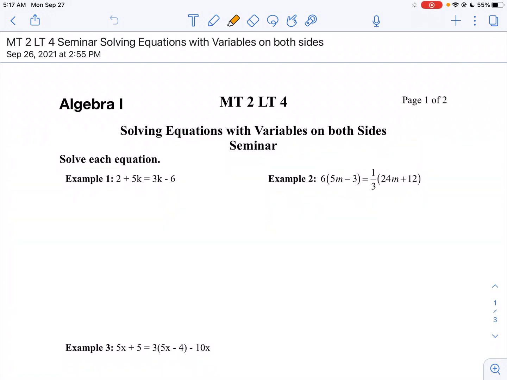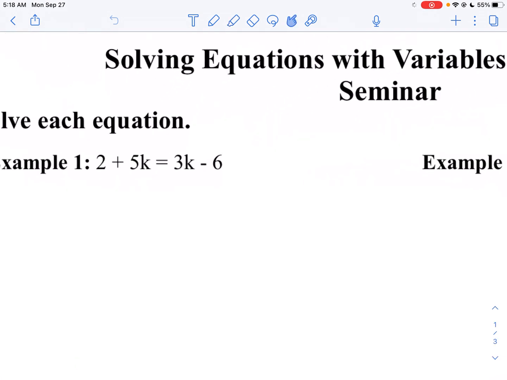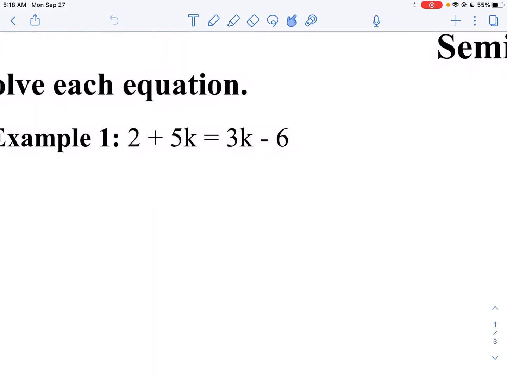Hello, in this lesson, I want you to solve equations with variables on both sides and solve equations that involve grouping symbols. The vocabulary you'll come across in this lesson is identity. When you have an equation with variables on both sides, what you want to do is move that variable to the other side. So we just have to add one more step.